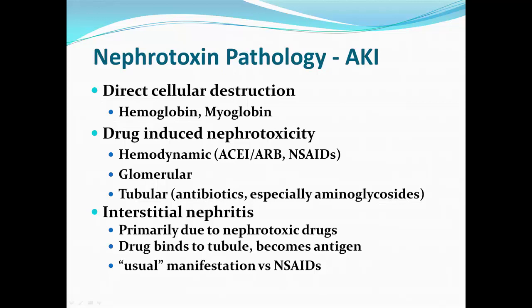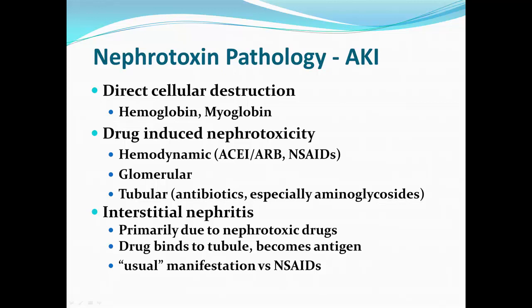So the direct tubular destruction, when you look at hemoglobin, the free hemoglobin is directly toxic to tubular cells. Myoglobin is released, and generally myoglobin can initially be reabsorbed. But when you have massive release of myoglobin from muscle cells being destroyed, the tubules aren't able to reabsorb all of it, and therefore it becomes a direct toxin. You can also have direct cellular injury from exogenous substances like metals or chemicals. Think direct cellular injury.